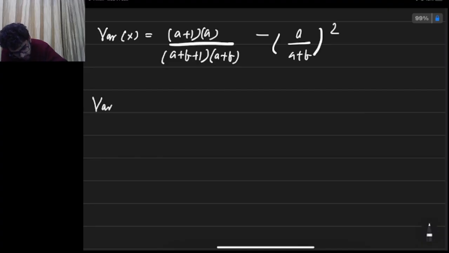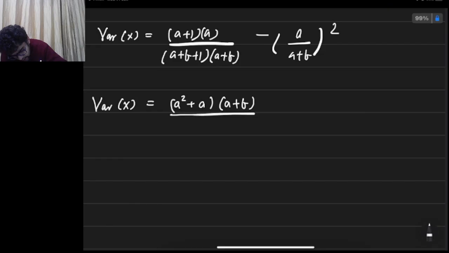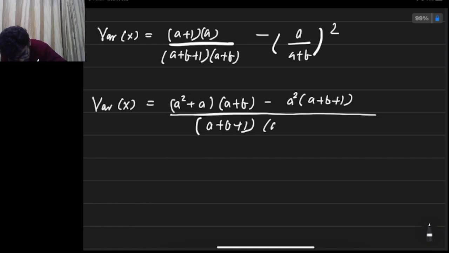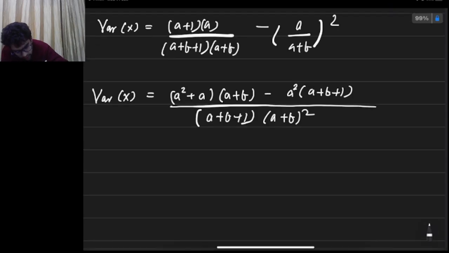And this gives me variance of x as a square plus a, multiplied with a plus b, minus a square multiplied with a plus b plus 1, divided by a plus b plus 1 into a plus b whole square.